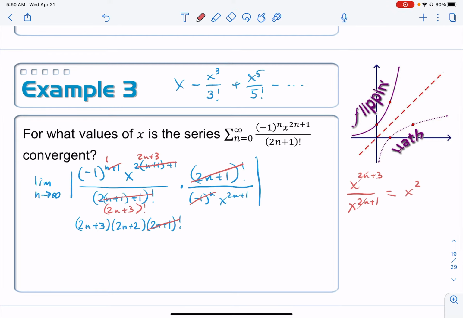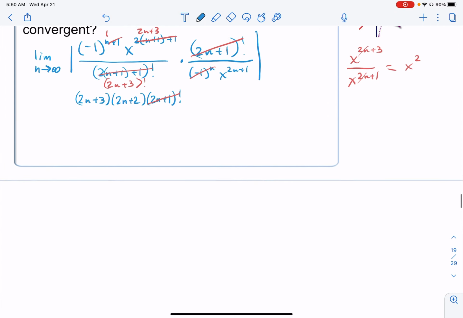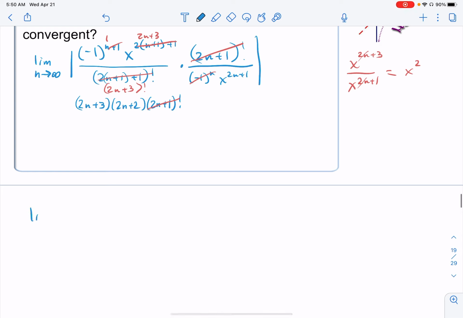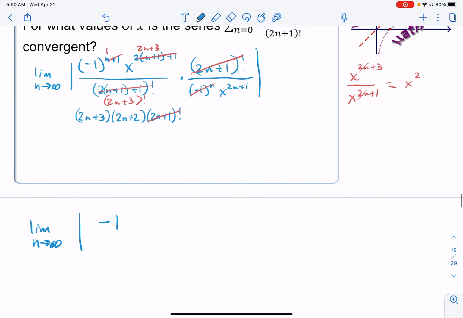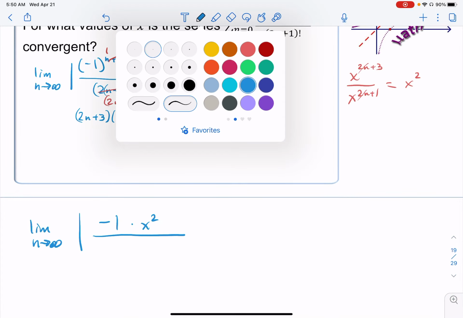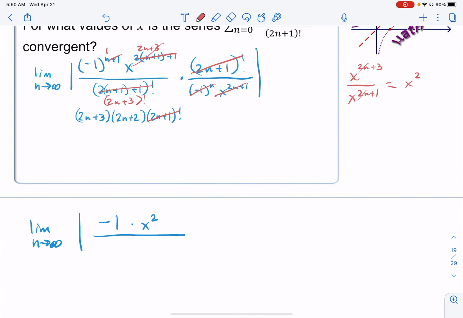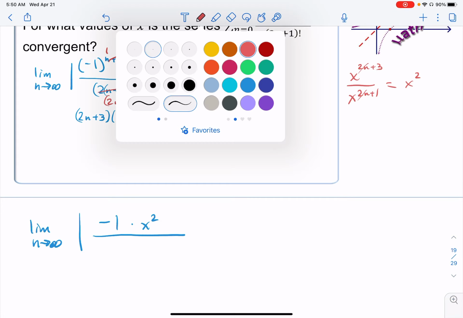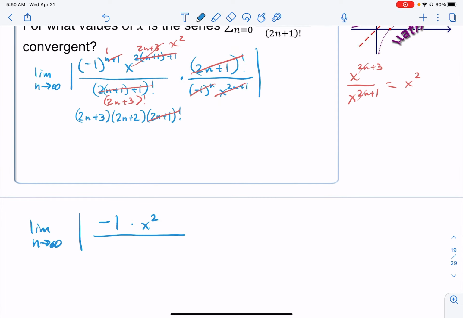This is a complete mess. Let's clean this thing up. Let's make this look a little bit prettier here. So, limit as n goes to infinity, of the absolute value. We're left with a -1 to the first power, so this is -1. We're left with just an x squared up top over, and the only thing, oh, I forgot to actually do the canceling here, right? This was x squared, yeah, okay. Now it's an even bigger mess. We're left with a 2n plus 3 times a 2n plus 2.